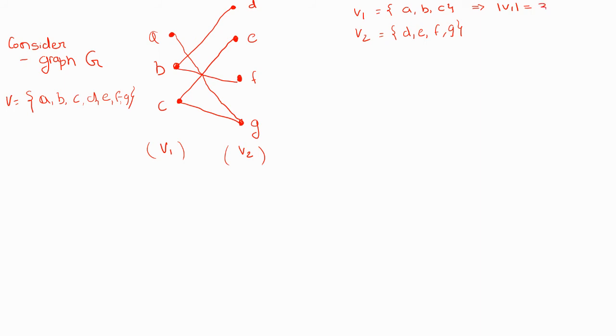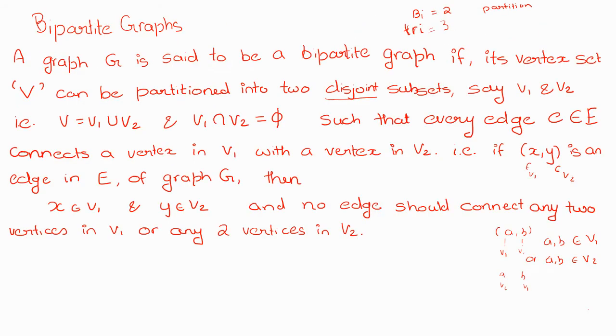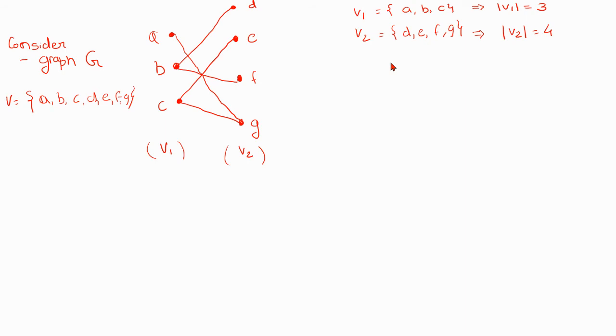1, 2, 3, that is 3. And what is the number of elements in V2? Number of elements is represented with a mod sign. It is 1, 2, 3, 4. This is just required in the next concept. So basically V1 is A, B, C, and V2 is D, E, F, G. Now what is the condition over this? V1 and V2 such that V is equal to V1 union V2. Let's see whether this is satisfied or not. What is V1 union V2?